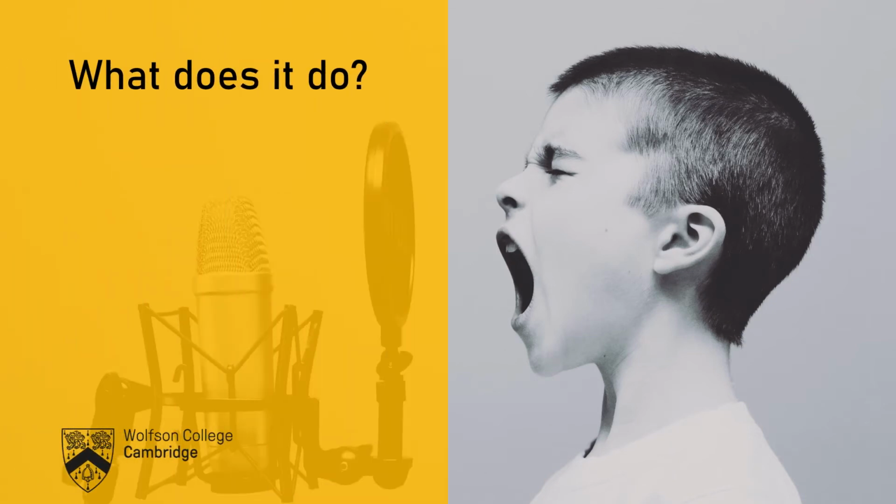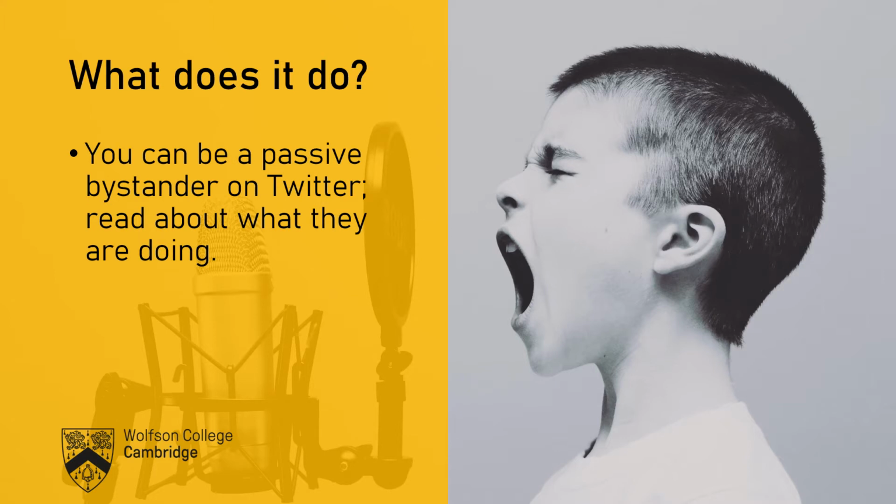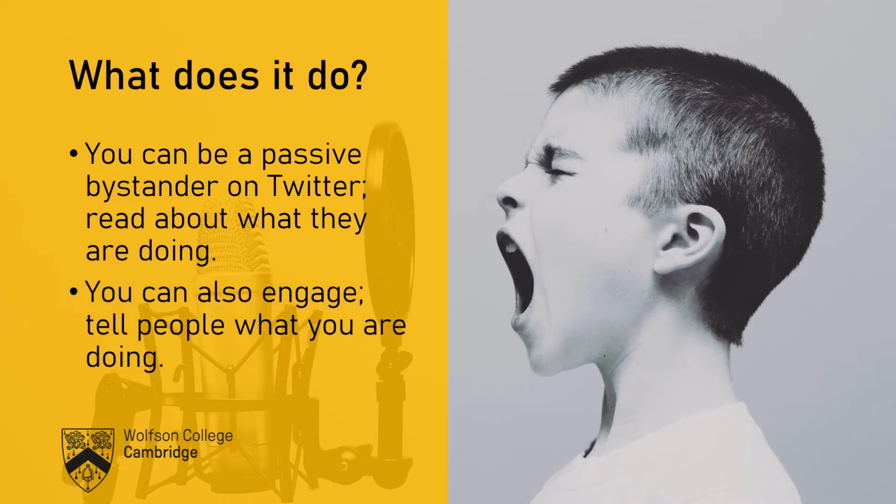So what does Twitter do? Well, you can be a passive bystander on Twitter. You can follow lots of people, organisations and companies and find out what's happening in the world through their eyes. But you can also engage. You can tweet your own thoughts on your studies, events you've attended, papers you've read or written. You can also get involved by liking, retweeting and replying to others' tweets. You can direct message people if you've seen them at a conference. You can retweet people and say that you really enjoyed what they were doing. There's lots and lots of ways you can get involved.